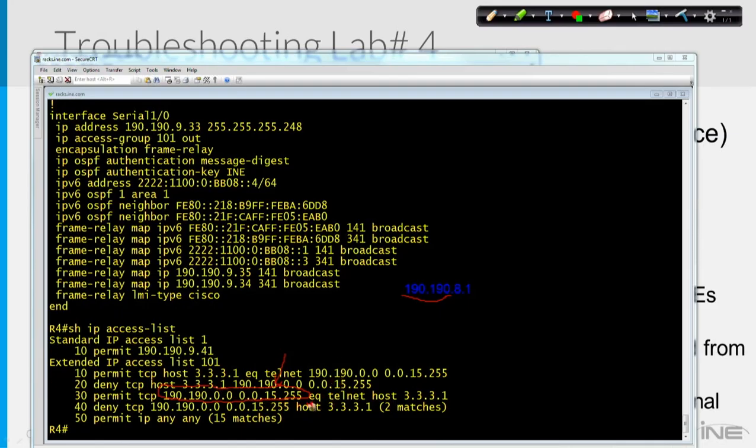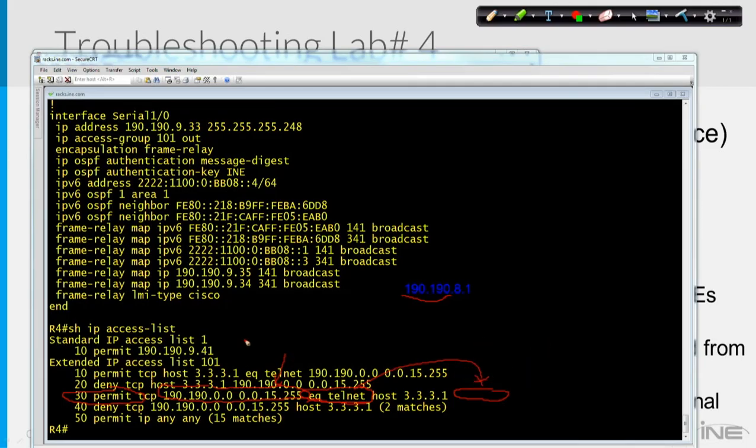Okay? And then it says EQ telnet. Well, wait a second. If router 2 is initiating the telnet, the port number will be in the destination of that TCP header. It won't be in the source. So this is actually not going to match. Even though it says permit, it's not actually going to match that packet because this is in the wrong place. If it was going to match that packet, this would have to be over here in the destination field.